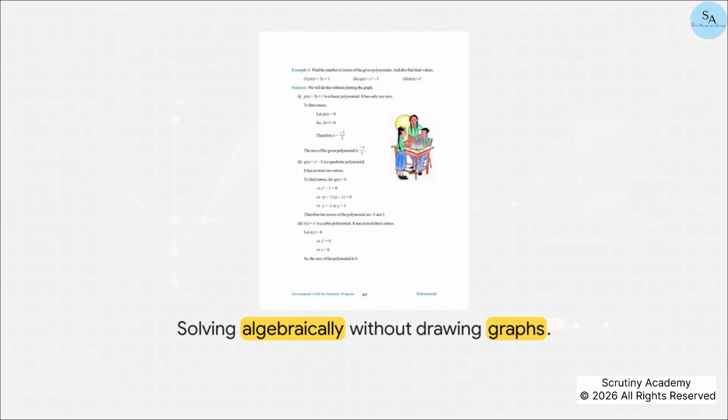Look at the quadratic example here. Given q of y equals y squared minus 1, instead of drawing it, just set the whole thing to 0. Y squared minus 1 equals 0. Move the 1 over so y squared equals 1. And what numbers squared equal 1? Positive 1 and negative 1. Boom! You instantly found your 2 zeros without drawing a single line. Visualizing helps us understand why it works, but the algebra, that's your fast track how.